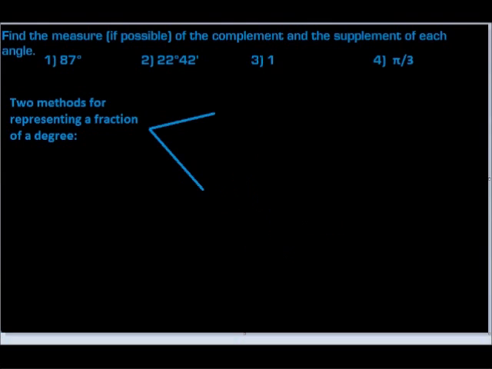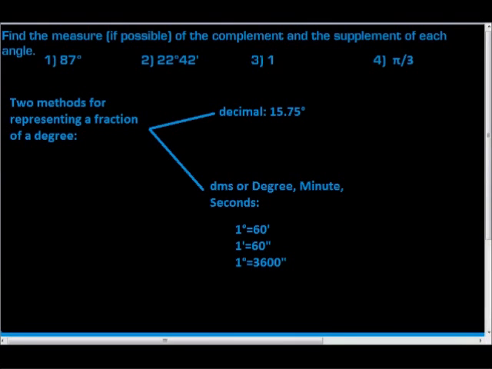There are two methods for representing a fraction of a degree. The first one is a decimal, and that's what we have there, 15.75, and the other one is DMS, or degree, minute, and seconds. You can see the chart there, and up top what we have is in degrees, minutes, and seconds.